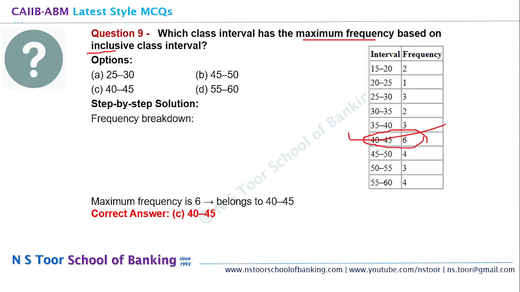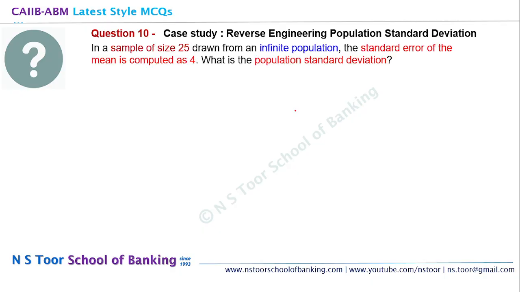So this is our answer. Very simple. 40 to 45 is the interval where the frequency, that is 6, is the highest. So our correct answer is C for this question. Next question.